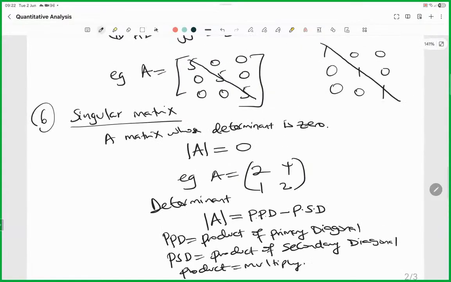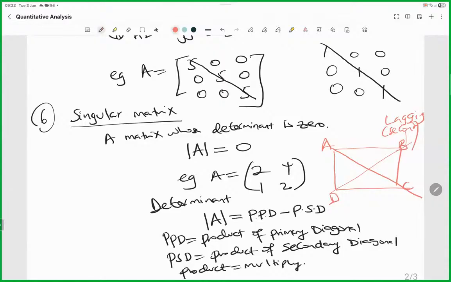Now, my good student, we have got two types of diagonals. You have a rectangle like this, A, B, C, D. So AC is the primary diagonal, the major diagonal. BD will be the lagging, or secondary. The diagonal that starts from the beginning here is what we call primary.